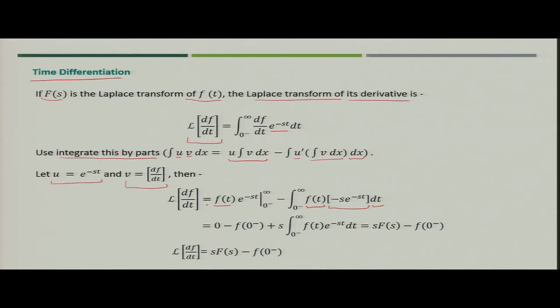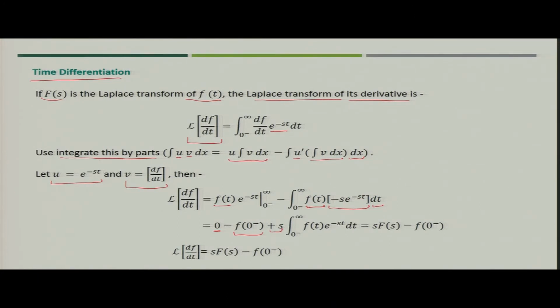Now, if you see this particular expression, when the value is infinity, this term will become 0. So, the whole function will be 0. So, at infinity the value will be 0. For 0, the e to the power minus st will become 1. So, at 0 the value of the function will be f(0), plus, because minus s you can take it out, because s is constant when you are integrating with respect to t.